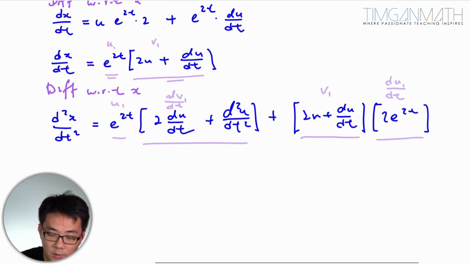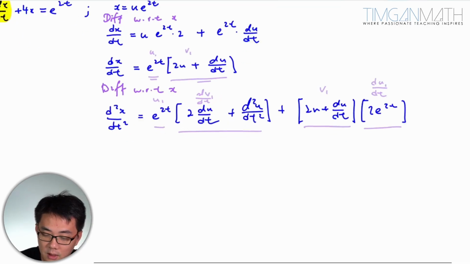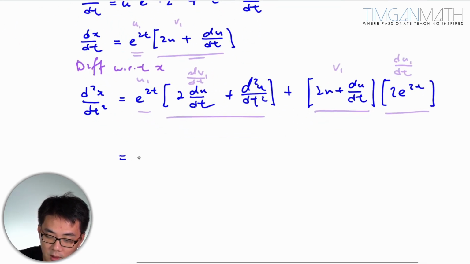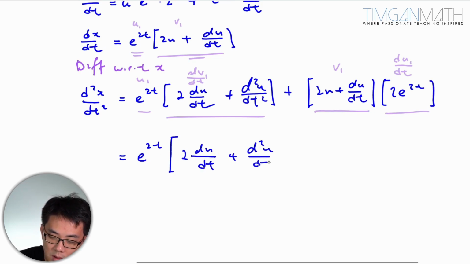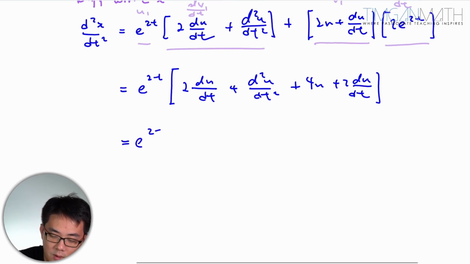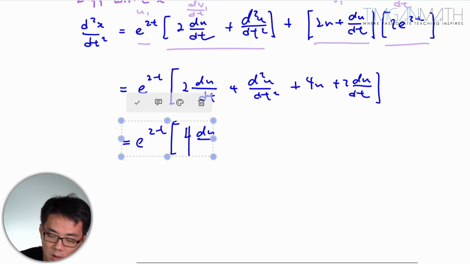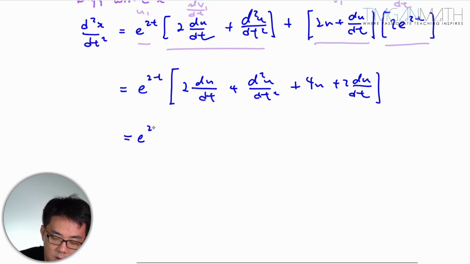There you go. Once done, I'm going to replace everything in. But before that, I'm going to factorize the e^(2t) out. So d²x/dt² equals e^(2t) times (d²u/dt² plus 4u plus 4 du/dt). Then this is 4u plus 4 du/dt plus d²u/dt², with the 4s as well.